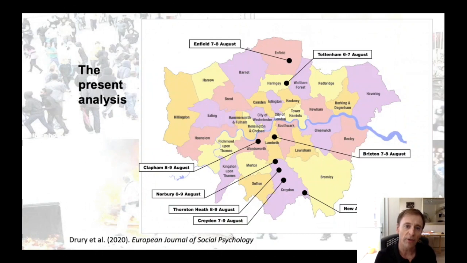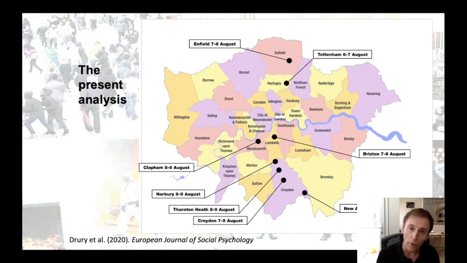So for the part of the study I want to tell you about, I'm going to focus on just events in South London, at three locations in South London. And you can see on the slide, I'm going to be talking about Brixton, Clapham, and then the four at the bottom are all Croydon.